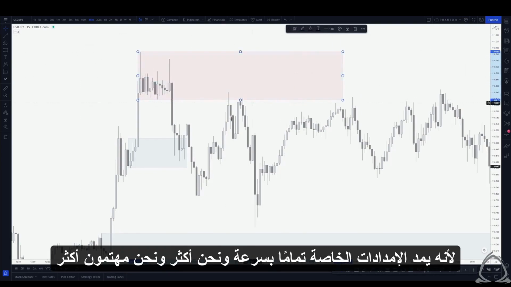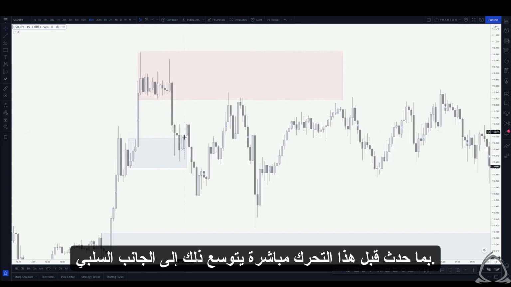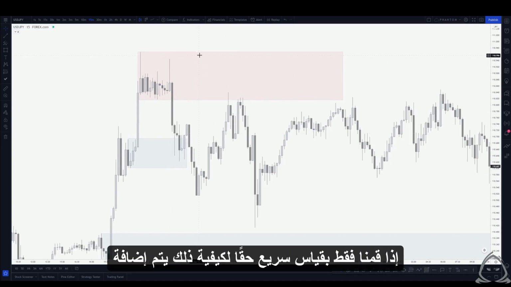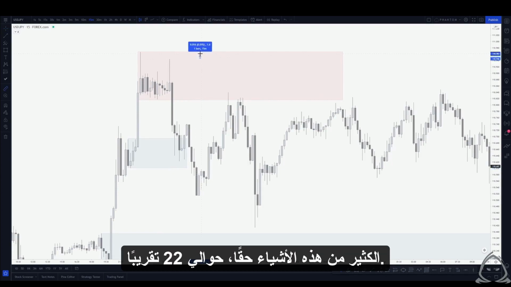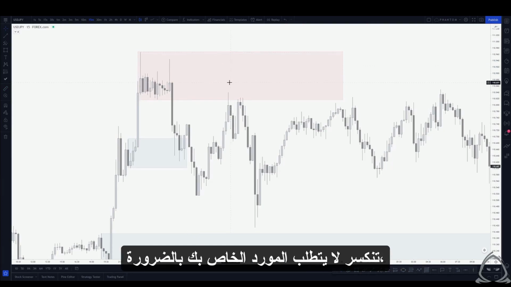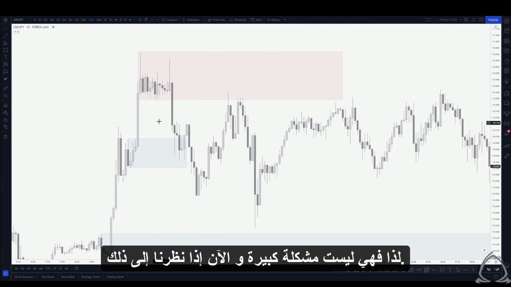One, because it does extend the supply zone quite rapidly, and we're more interested in what's happened just before that move that expanded to the downside. But that being said, if we just do a really quick measurement of how much this zone really gets added onto, it's about roughly 2.5 pips. Is 2.5 pips really going to make or break your supply or demand zone? Not necessarily. So it's not a huge issue.